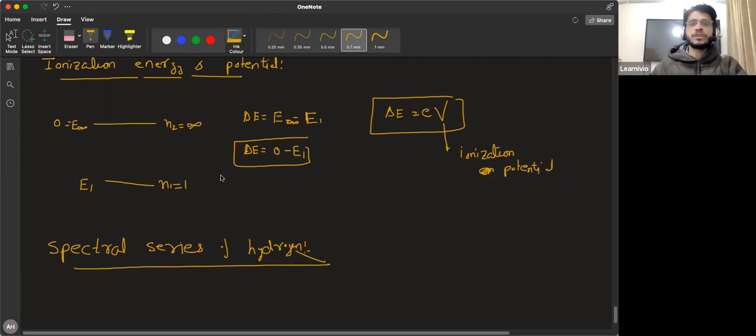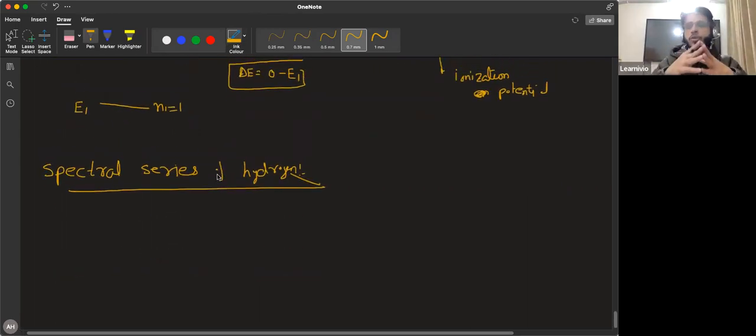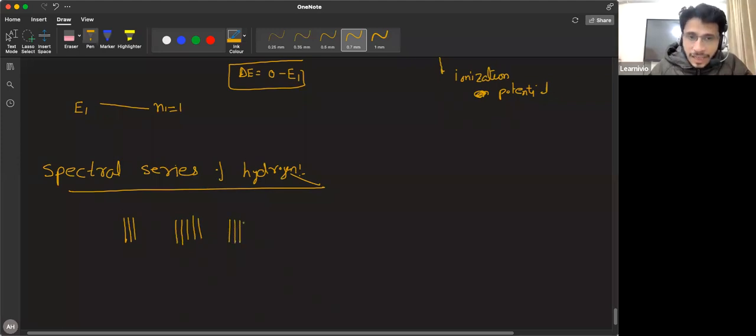So the spectral series of hydrogen means you are deriving some relations for the emission spectrum of hydrogen. When electrons jump from higher to lower energy levels, they emit some energy, and you get some pattern. Basically, the spectral lines form groups. These groups are known as spectral series.